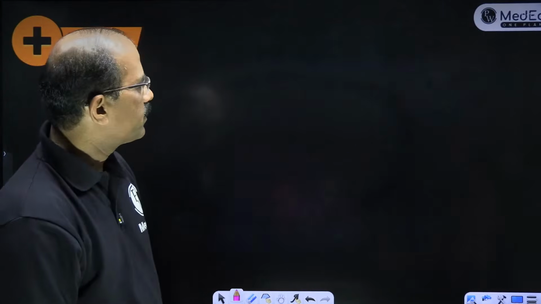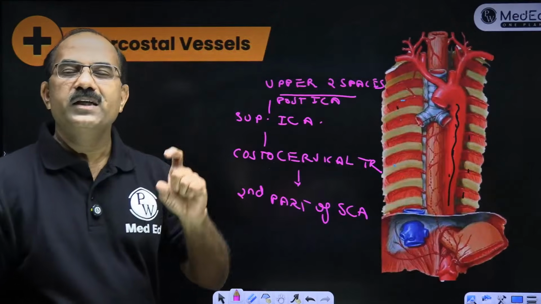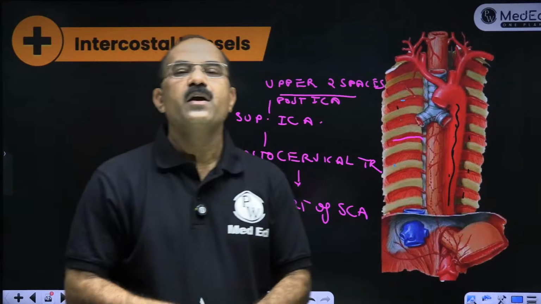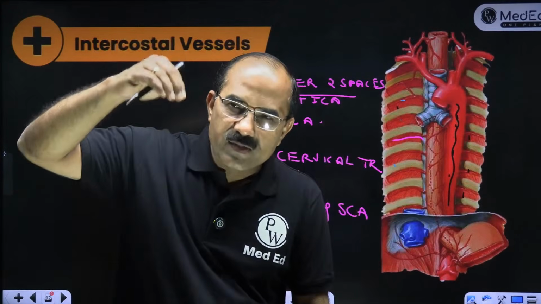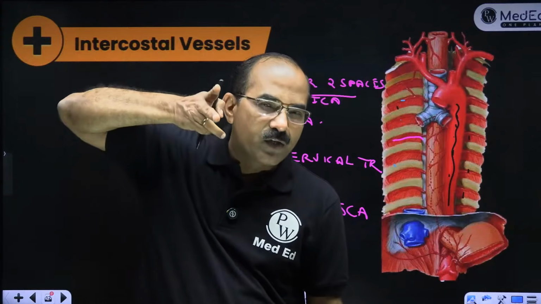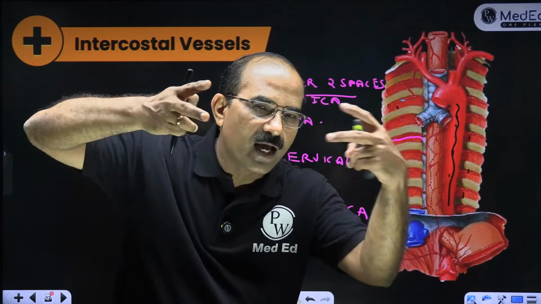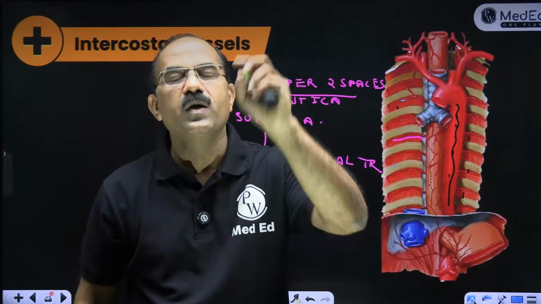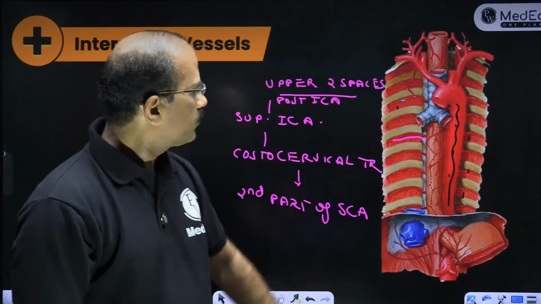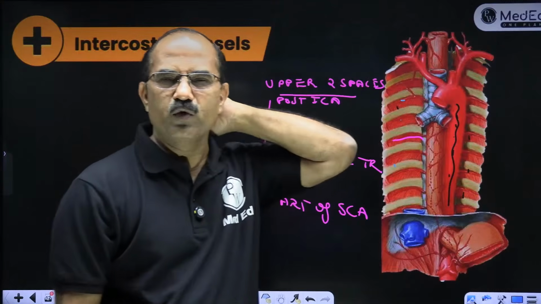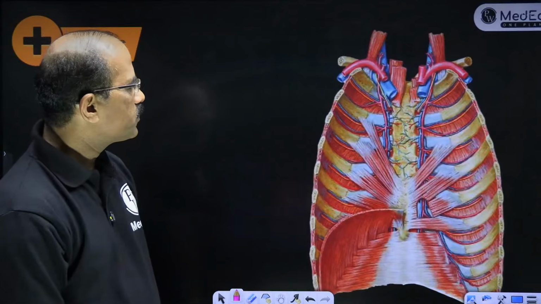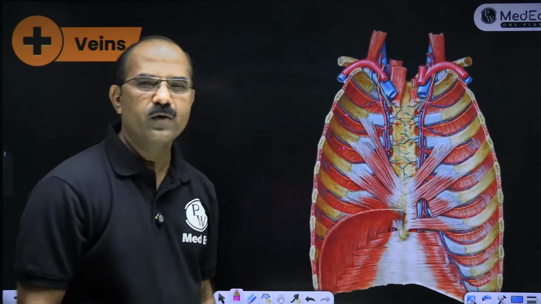ठीक है? अब कितने posterior intercostal arteries होती है? There's only one posterior intercostal artery. तो this posterior intercostal artery gives a branch, उसका नाम है collateral branch. अब ये 2 posterior intercostal arteries will anastomose with the 2 anterior intercostal arteries. हाँ बच्चों, इसमें बस ये फ्लो चार्ट से लिखना है आपको. So the 2 posterior intercostal arteries anastomose with the 2 anterior intercostal arteries.